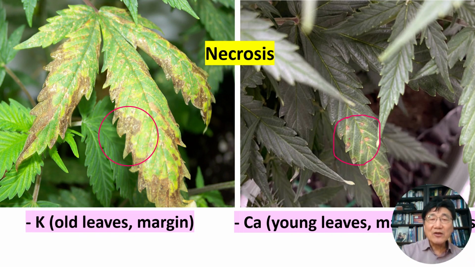Necrosis means localized death of plant tissue. In potassium deficiency, leaf margins and tips turn brown. Calcium deficiency causes irregular dead spotting on lower leaves. New leaves curl or deform. Necrosis appears along the lateral leaf margins in both potassium and calcium deficiencies.